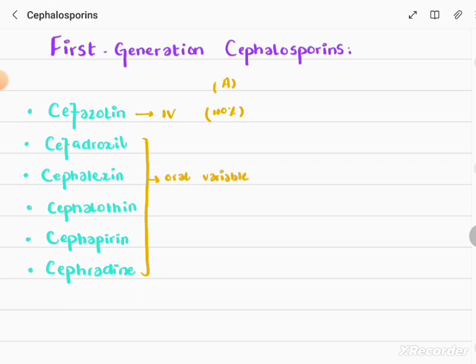They are well distributed in all the areas of the body except for the CNS, so they do not go into the CNS. And all these drugs are excreted by the kidneys, which means that they have renal clearance, and the doses of the drugs need to be adjusted according to the renal function of the patient.